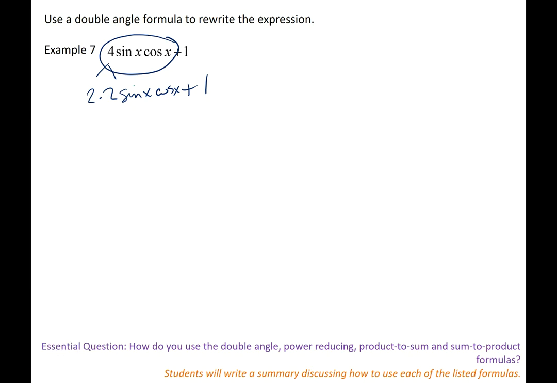Doesn't this piece here look like one of our double angle formulas? So what double angle can I substitute in there? Sine 2x in this case, plus 1. That's all there is to it. It's substituting the formula in and recognizing that you've got an equivalent statement there. Okay. All right. One more.